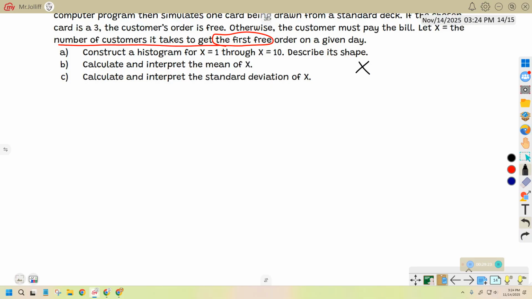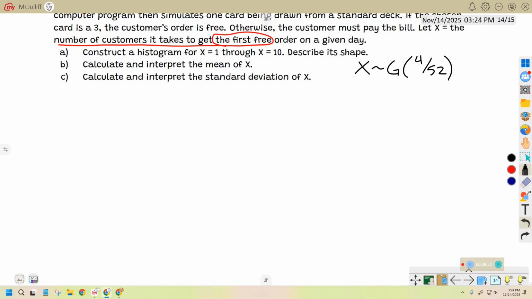So before I do that, I'm going to write the distribution. X follows a geometric distribution. Geometric distributions only need a probability of success. I'm drawing 3s from a deck of cards. So there are 4 3s out of 52 cards in the deck, 4 ways to win.